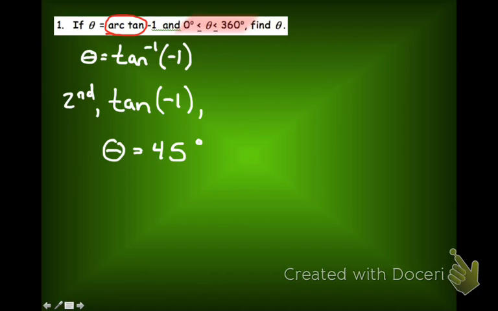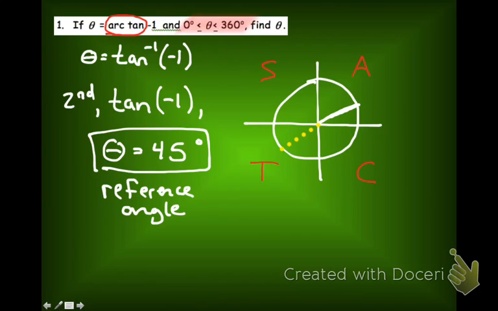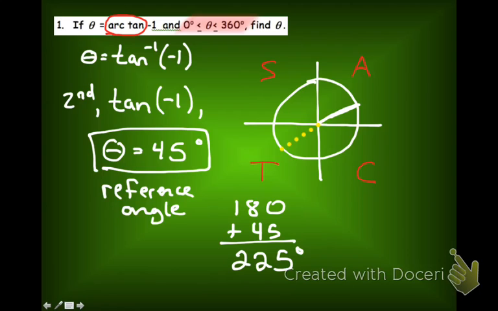Now, it's important to remember that in the unit circle, there's two places where tangent equals -1. So there's the 45-degree angle, and then if we recall, all students take calculus, so there's also another one over here where arctan is -1. So if this is our reference angle, we also have one in the third quadrant, so you would do 180 plus our reference angle of 45 equals 225. So our two angles are going to be 45 degrees and 225 degrees.